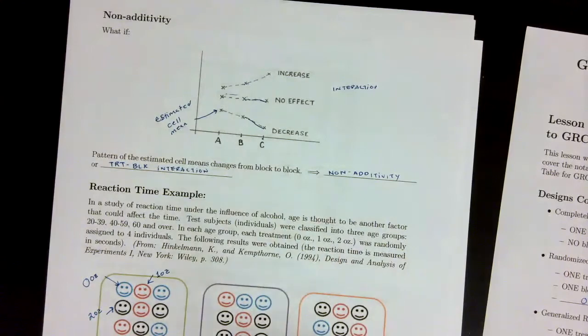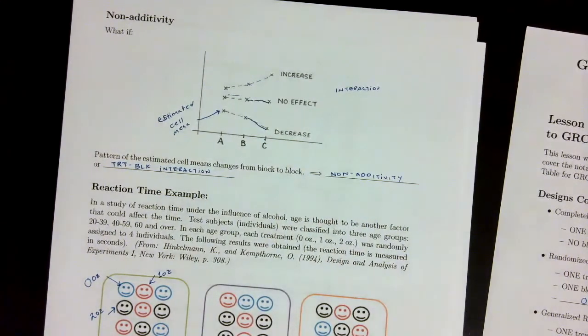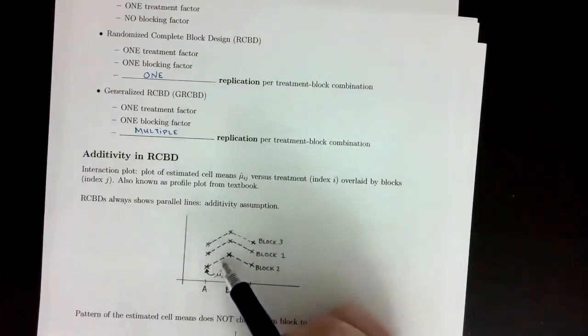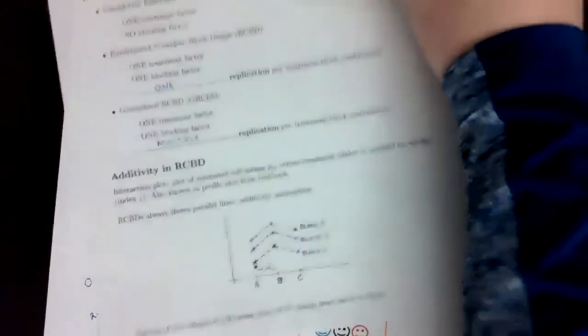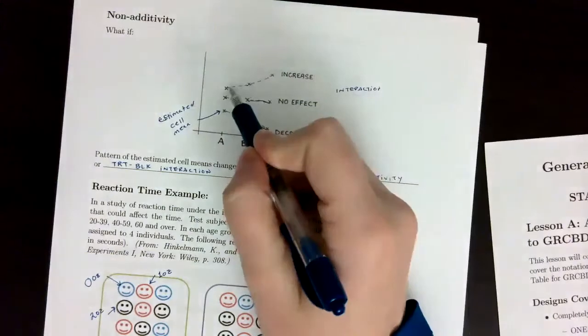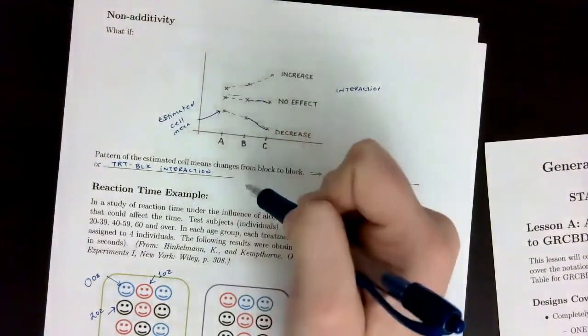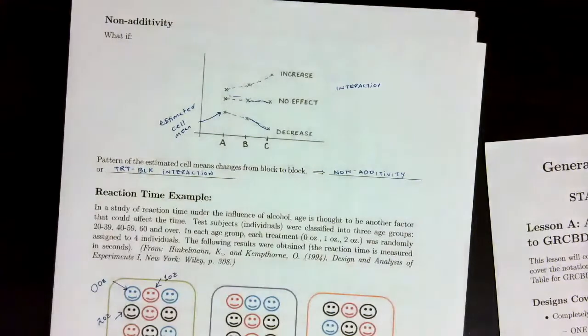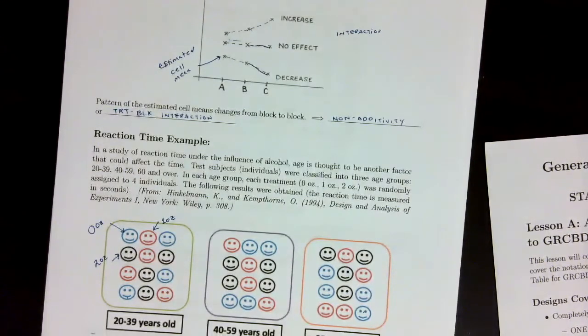So I like to think of additivity as the slope. If the slopes from treatment A to B are the same across the blocks, then it will be additive. But if they're not the same, then that's when non-additivity comes into play. Okay. So again, it's not, is treatment A always better than treatment B regardless of the block? We're looking at how the block is going to impact it. Okay.